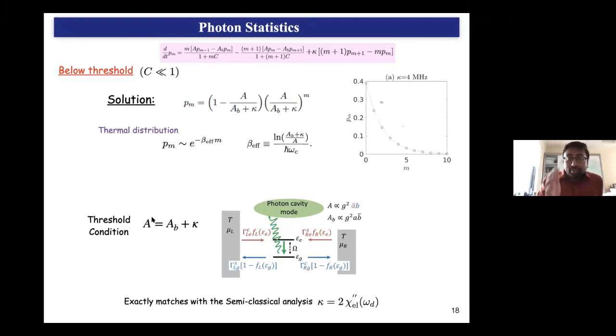So if gain is greater than the loss, that's your above threshold. If it is less than the loss, it is below threshold. So this is the threshold condition we get from following this Scully-Lamb approach. What you can actually show, and what we have shown, is that this precisely matches with your semi-classical result. It exactly matches. This threshold condition is absolutely the same from this approach and from the transmission approach that we did earlier. Okay, so that is an important message.